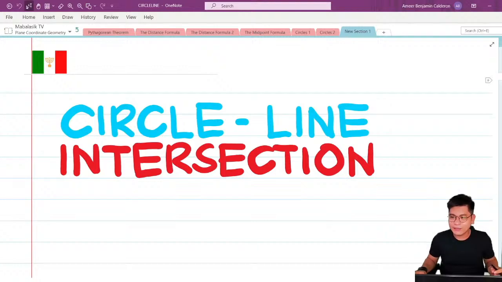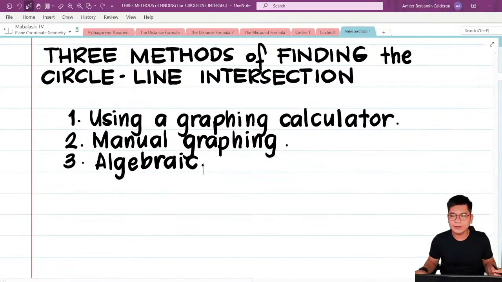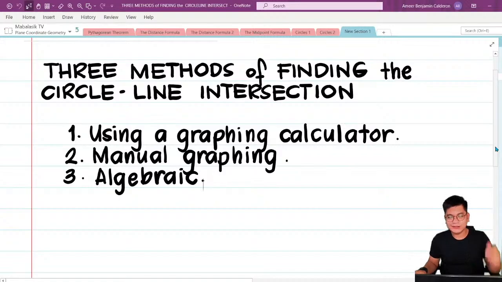Okay? So, we have 3 methods. We are going to use 3 methods. Although I believe there are other methods, ito yung mga methods na alam na natin gawin. Okay? Ibig sabihin, maaaral natin agad. So, number 1 is using a graphing calculator. Number 2, manual graphing. And number 3, algebraic. Let's go to our first example.